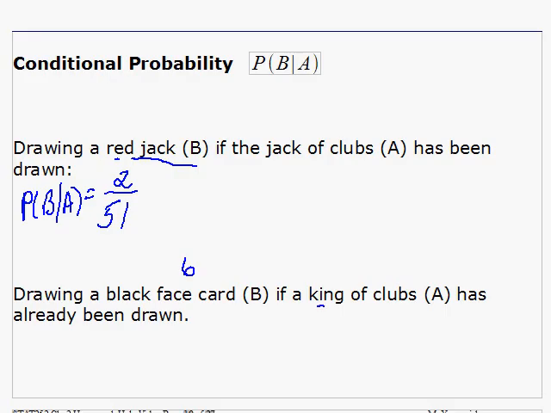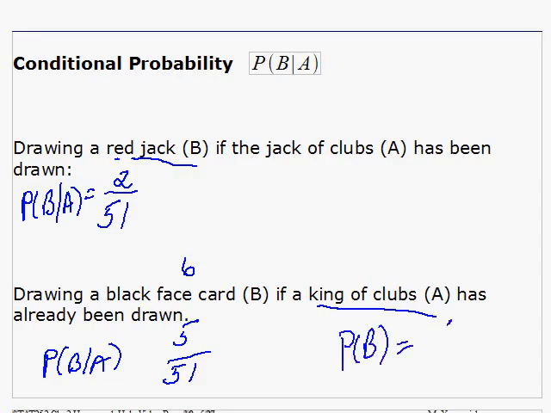Now you've drawn the king of clubs out of the deck, so you know that the denominator is now 51 because one card is missing. The king of clubs is a black face card, so instead of being 6, there are now 5 of them. Here's the probability of B given that A occurred. What's the probability of B if A had never occurred? If A hadn't occurred at all, it would be 6 out of 52, because there'd still be 52 cards in the deck, and there'd still be 6 black face cards for you to choose from.